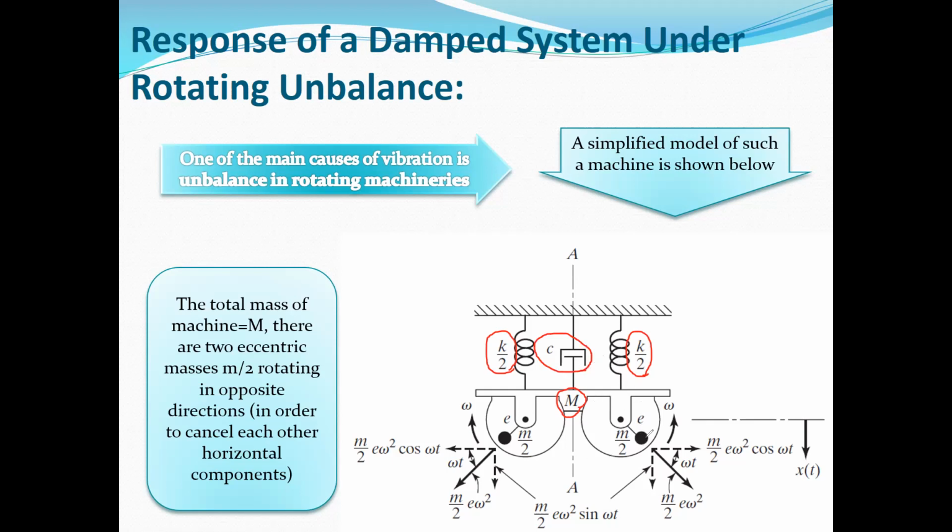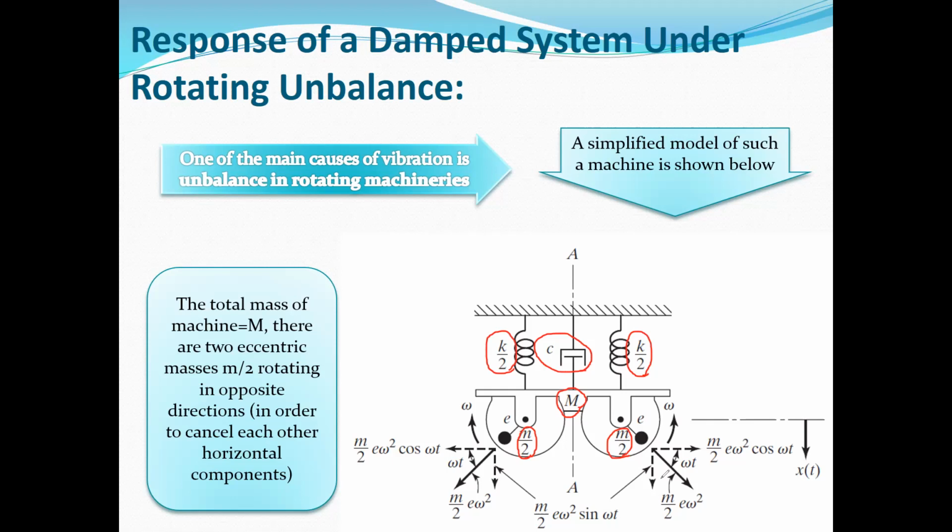We assume that the unbalanced rotating mass is lowercase m divided by 2. This is the mass of the unbalancing, and we have two unbalanced particles which are rotating in opposite directions. We assume that they have opposite directions because when we have opposite directions, the horizontal components will cancel out the effect of each other, and we will only have the vertical components.